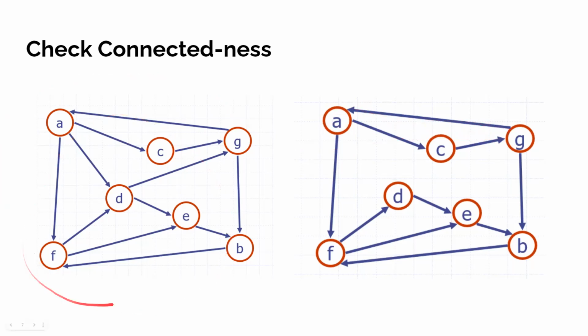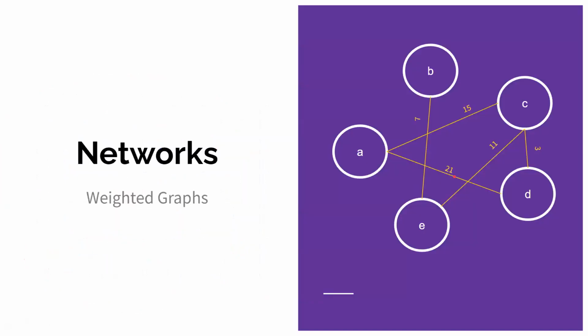So in the end, we determine that this graph on the left is strongly connected, and this graph on the right is weakly connected. Okay, one last topic I'm going to go over is basically weighted graphs. We use this a lot in networks. So weighted graphs, what are they? It's just basically saying that you have a weighted thing, like there's some sort of value associated with the path.